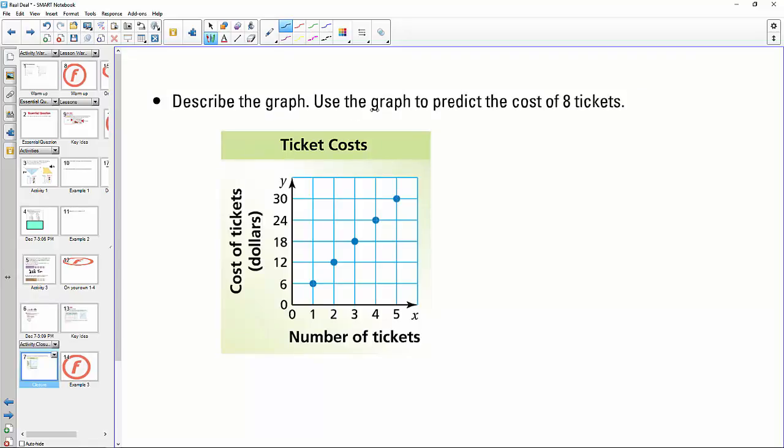This one here, describe the graph using the graph to predict the cost of 8 tickets. So it seems like 1 ticket is $6, 2 is 12, 3 is 18. What do you think 8 would be? Well, hopefully you understand that as I go, it looks like the unit price for a ticket is $6. So if I know that it's $6 for 1 ticket, well, if I want to figure out 8 tickets, I could then multiply this times 8 and I get $48. Or I could just do cost equals 6 times the number of tickets, right? And that will give me the cost.